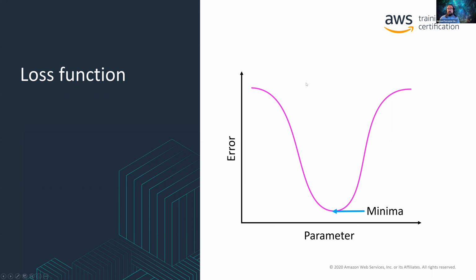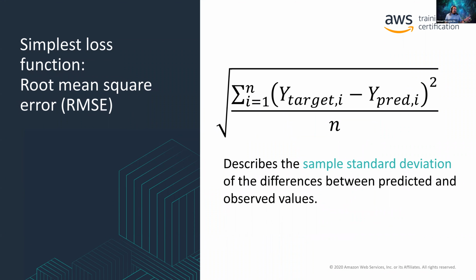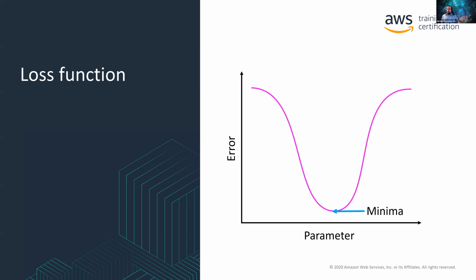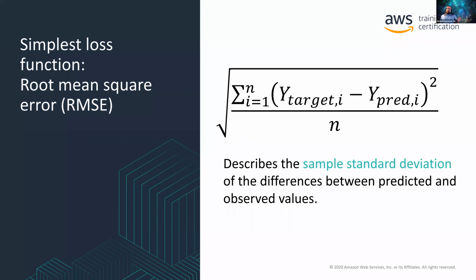Now we're going to talk about this more in model evaluation, but there are various ways that the loss function, also known as the objective function, can be calculated. The simplest form is known as root mean square error, RMSE. This describes the standard deviation of the differences between the predicted and the true values. So you basically take the difference between the reality and the prediction, you square it, and then you average it across the whole data set. This is the equation here.